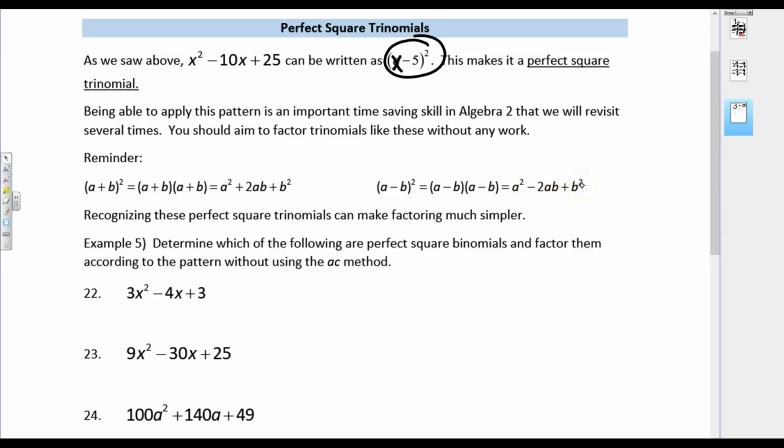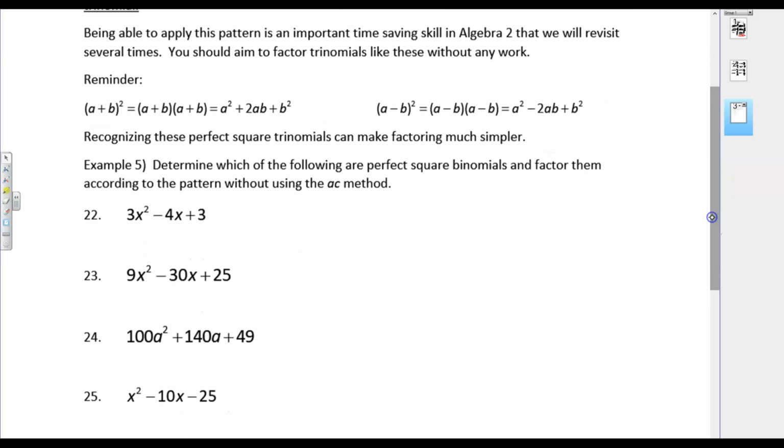So I want to look at some problems and see if we can determine when this pattern exists and show you just how quickly you can jump into your factored form without having to go through the AC method every single time. Will the AC method work? Yes, it will. You can do that. But if you can spot this pattern, you can save yourself some time.